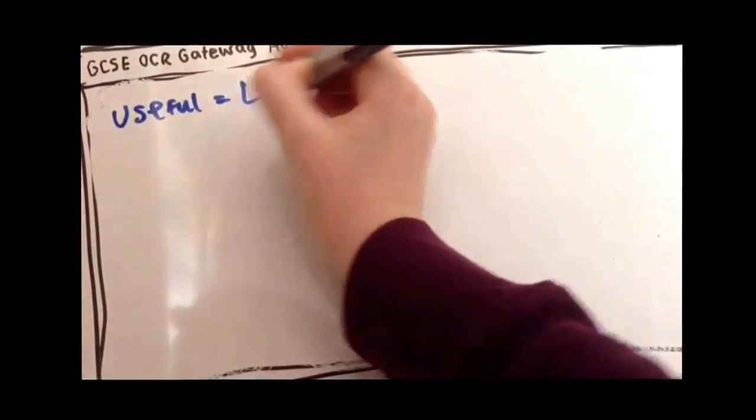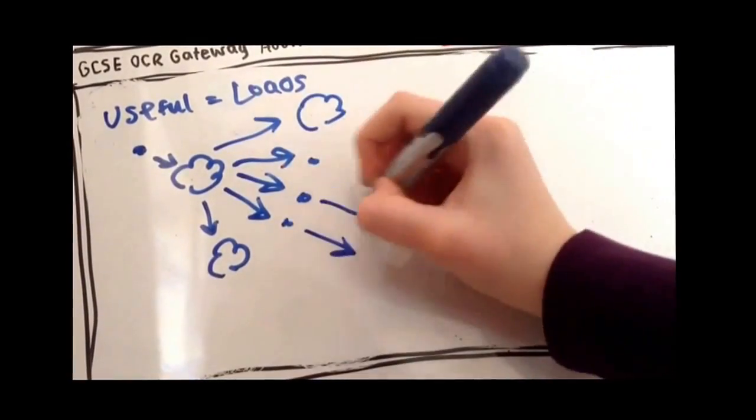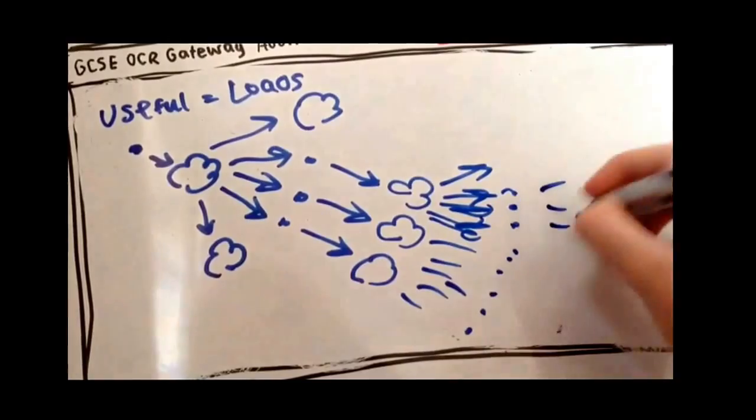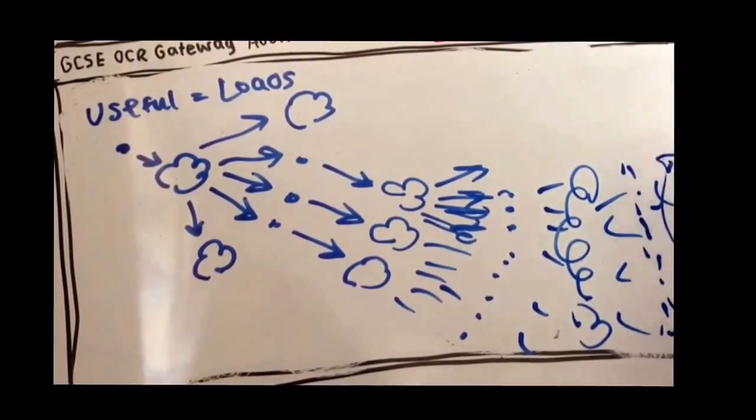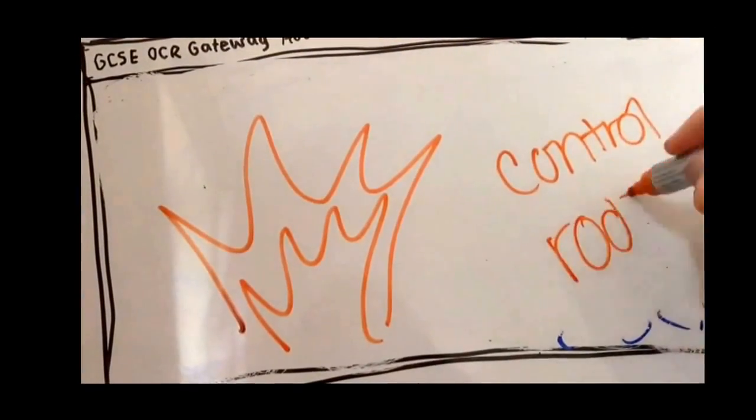Now, to get a useful amount of energy, lots of uranium-235 atoms have to be split. And as you can see, this chain reaction will go on and on and on. Nuclear bombs are chain reactions that are out of control.